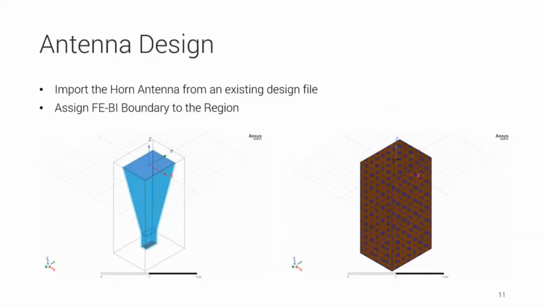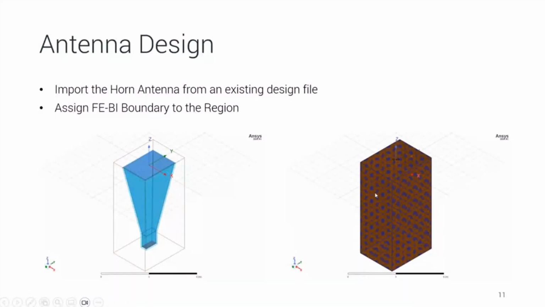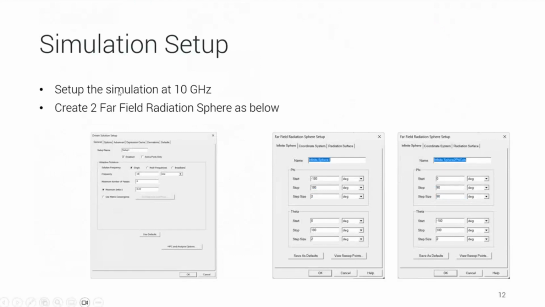Firstly, for the antenna design, we import the horn antenna from an existing file, and we assign the phi boundary condition to the region outside the antenna. Next, we'll set up the simulation at a frequency of 10 gigahertz here. And we create two far-field radiation spheres as shown in these two setups here. One from minus 180 to 180.